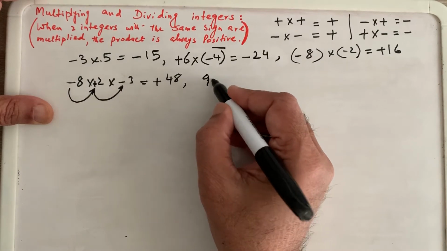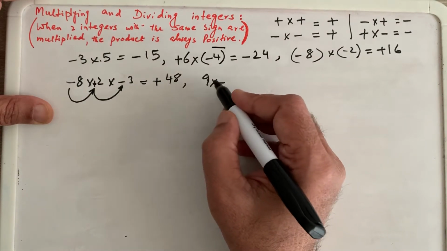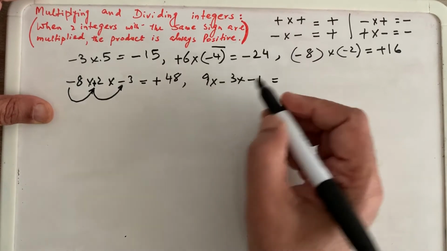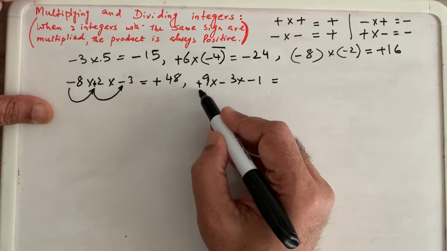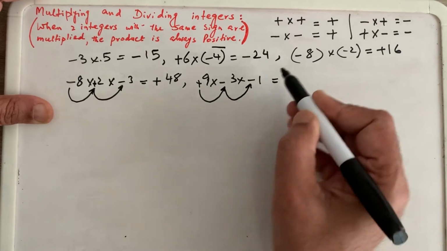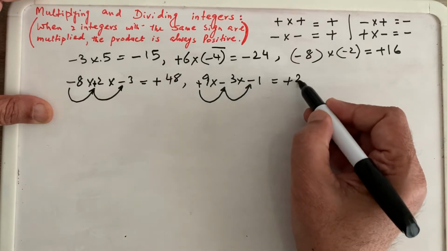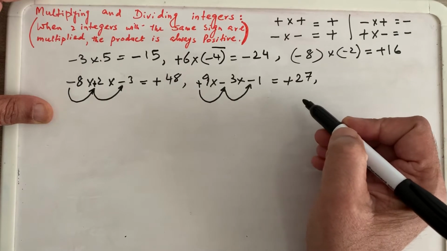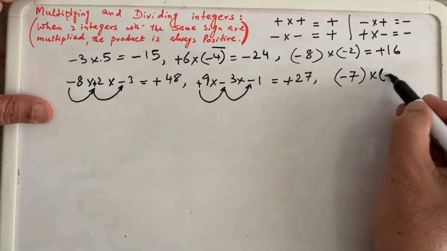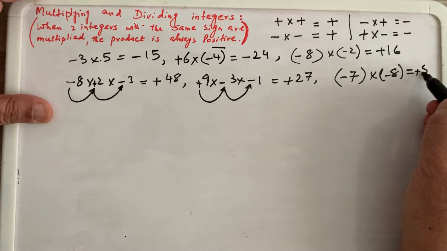So a student must take care of this sign rule for integers, right? So 9 times minus 3 times minus 1. Now this sign is positive because there is no sign. So minus times plus, or plus times minus is minus, and minus times minus is plus. And then you do the numbers. 9 times 3 is 27. 27 times 1 is 27. So this is your answer, right? So if it is in parentheses, minus 7 times minus 8, your answer is minus times minus is positive, and 7 times 8 is 56.